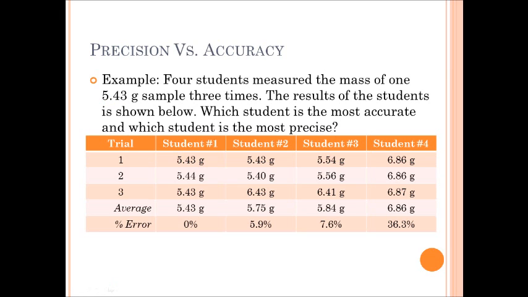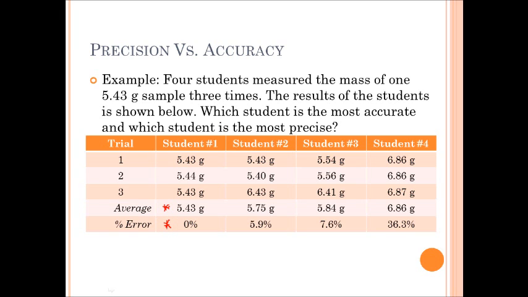So, let's look at an example. Four students measured the mass of one 5.43 gram sample 3 times. So basically they took this one sample that is known to be 5.43 grams and they measured it 3 times. The results of the students are shown below. That's what's in the table here. Which student is the most accurate and which student is the most precise? So in this table, they give you each trial for each student. They give you the average here for each student, and they give you the percent error.